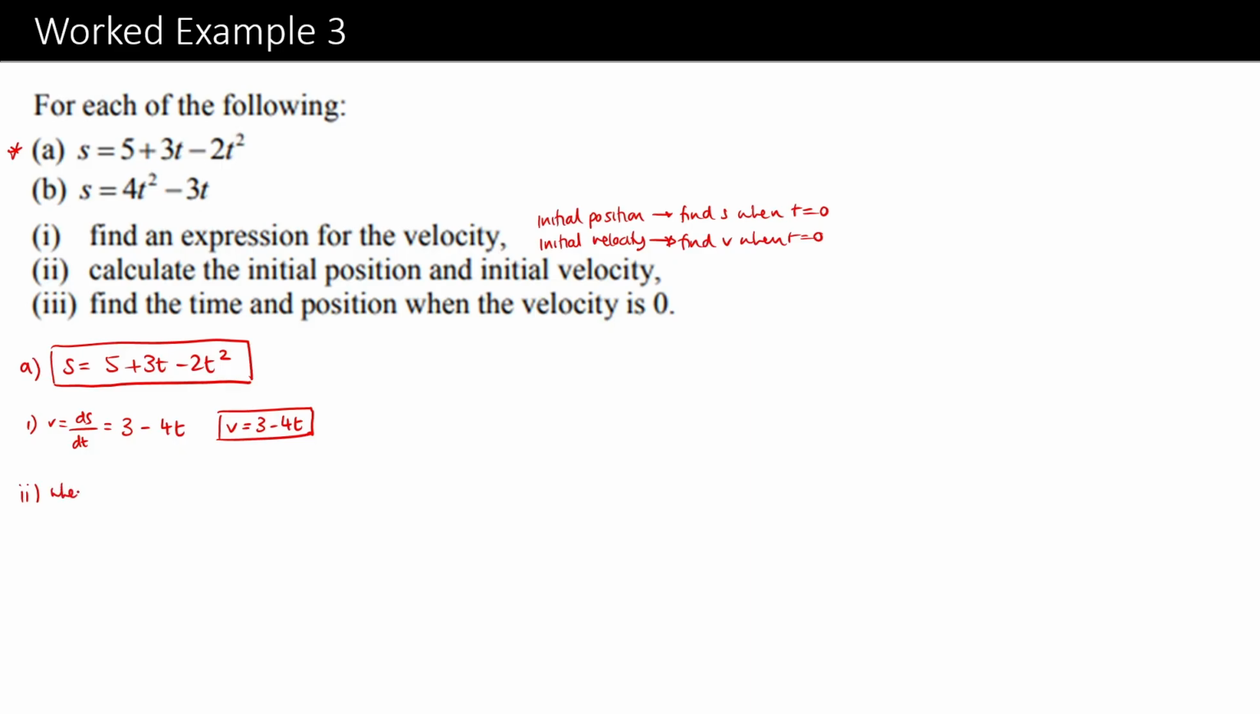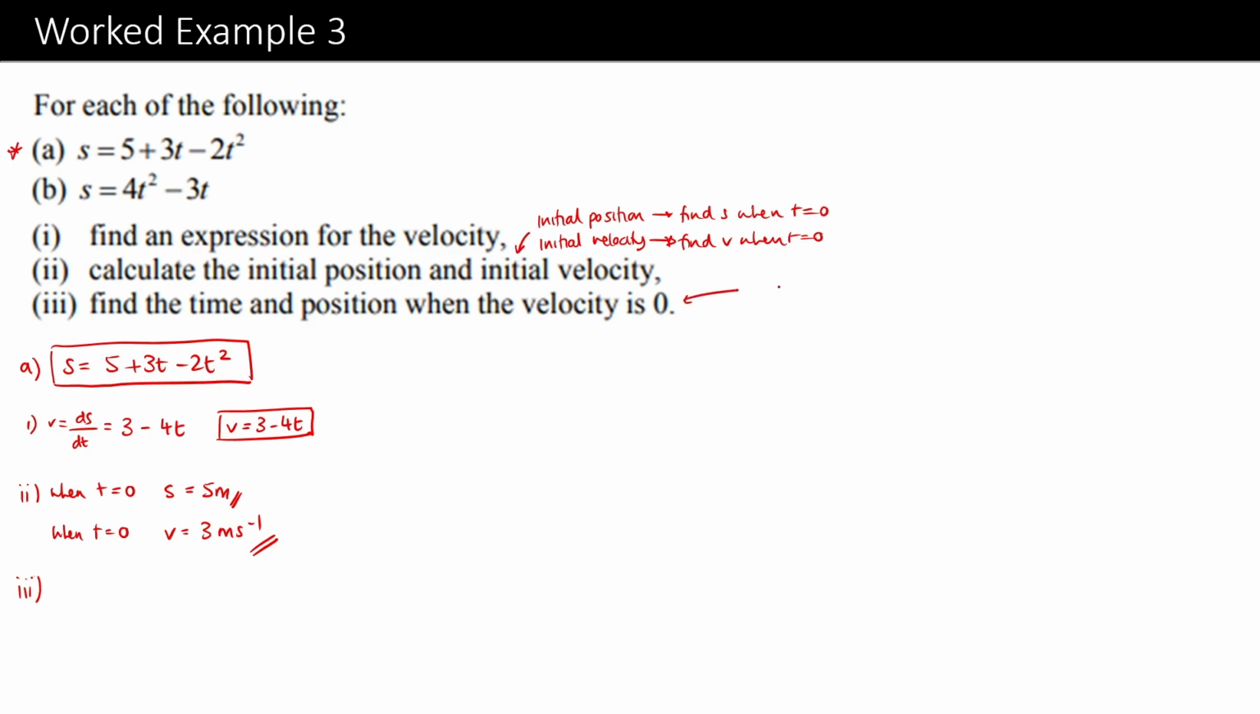So when t equals 0, S is going to equal 5 meters, and when t equals 0, V is going to equal 3 meters per second. Then for part 3, it says find the time and the position when velocity equals 0.